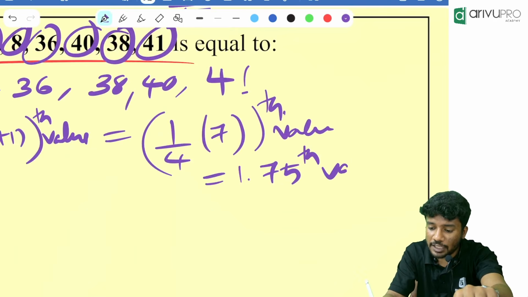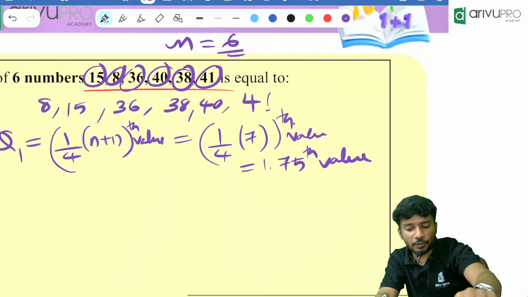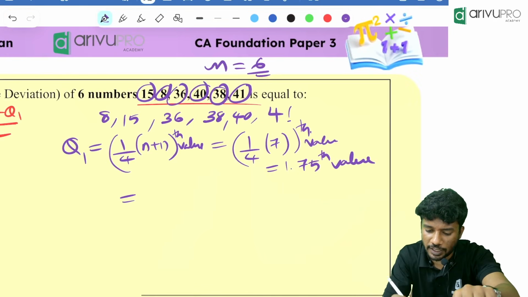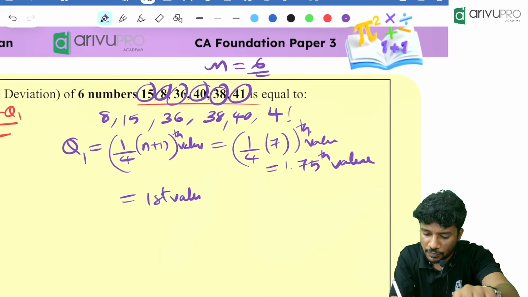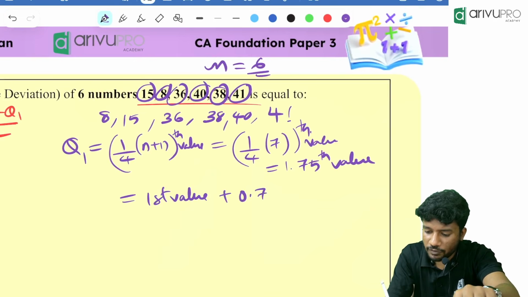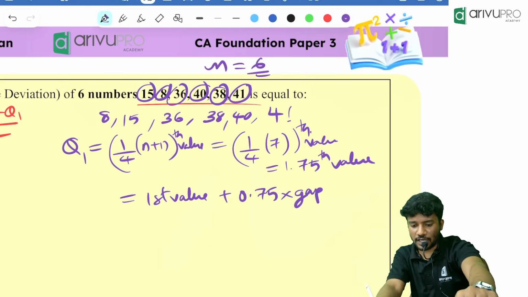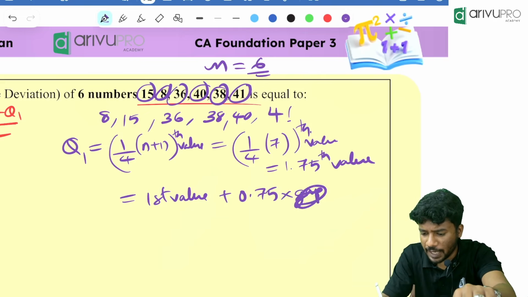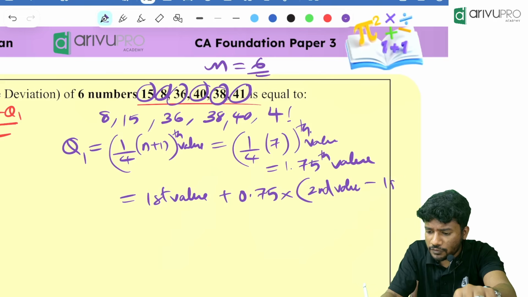1.75th value. Yesterday we studied this 1.75th value. How will you write it? First value plus 0.75 into gap. Gap means second value minus first value.